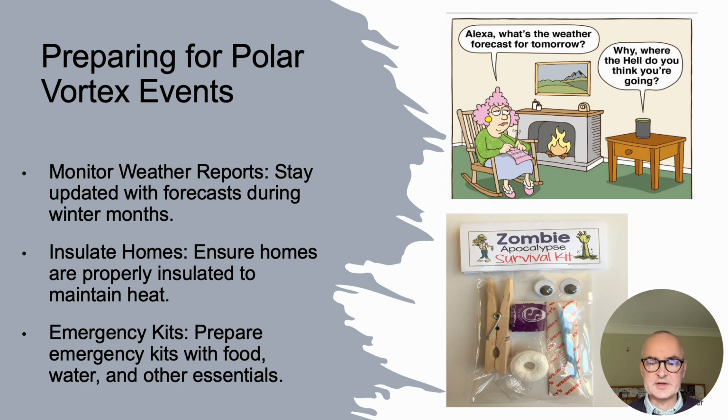Ensuring that homes are well insulated is crucial for keeping heating costs down and maintaining a comfortable living environment during extreme cold. This can include sealing drafts, adding insulation to attics, and using weather stripping around doors and windows. Additionally, having an emergency kit prepared with essential items such as non-perishable food, water, blankets and a first aid kit can be life-saving in case of power outages or if travel becomes impossible due to severe weather.